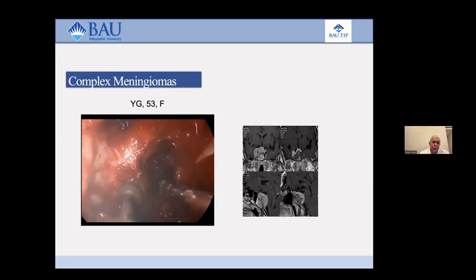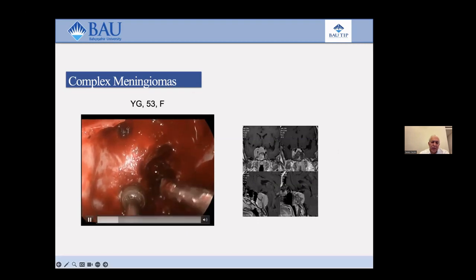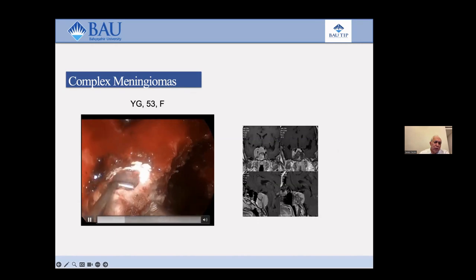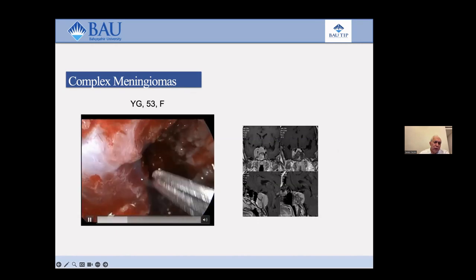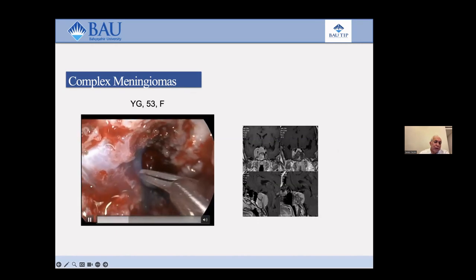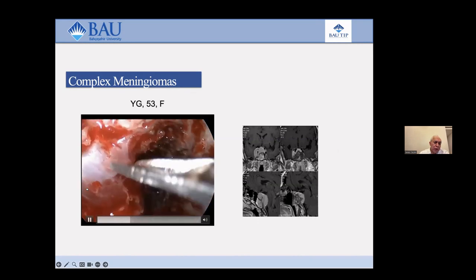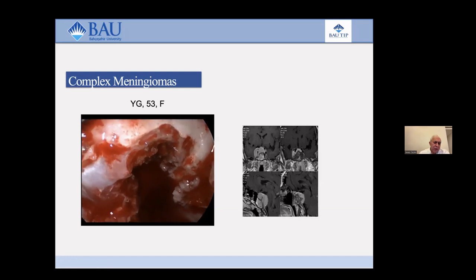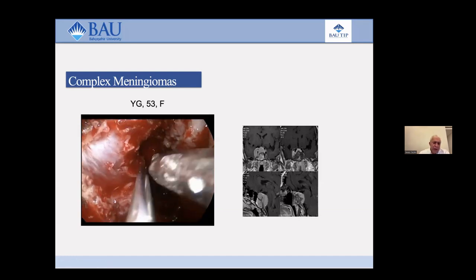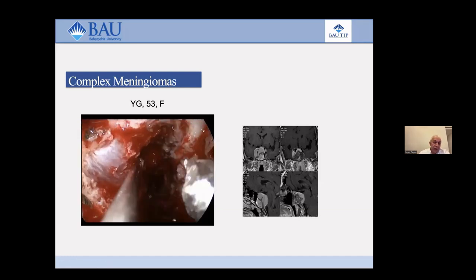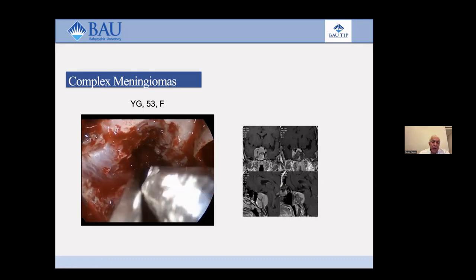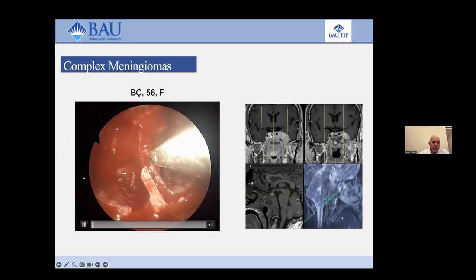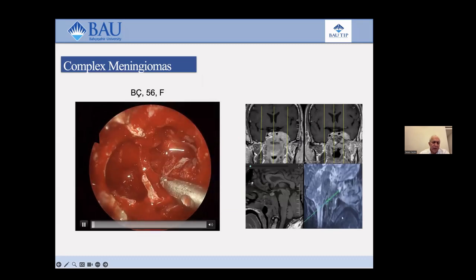In this case, firstly the sphenoid tumor was resected, and we open the cavernous sinus. You see the anterior wall of the cavernous sinus. We enter the lateral compartment of the cavernous sinus, but it is a very firm tumor. We resected it with an ultrasonic aspirator. Total resection was performed.